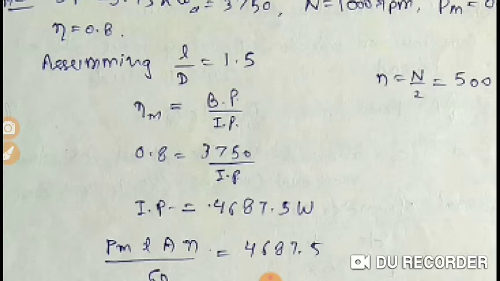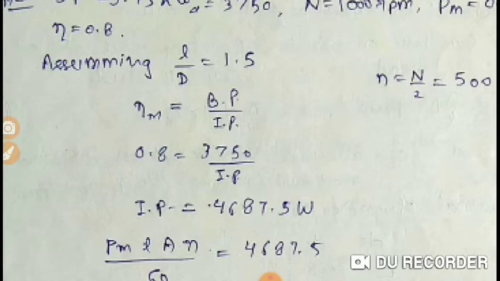Now calculate the indicated power. How? Because you already know that mechanical efficiency is equal to brake power upon indicated power. Mechanical efficiency is given and brake power is also given, so you can easily calculate the indicated power.